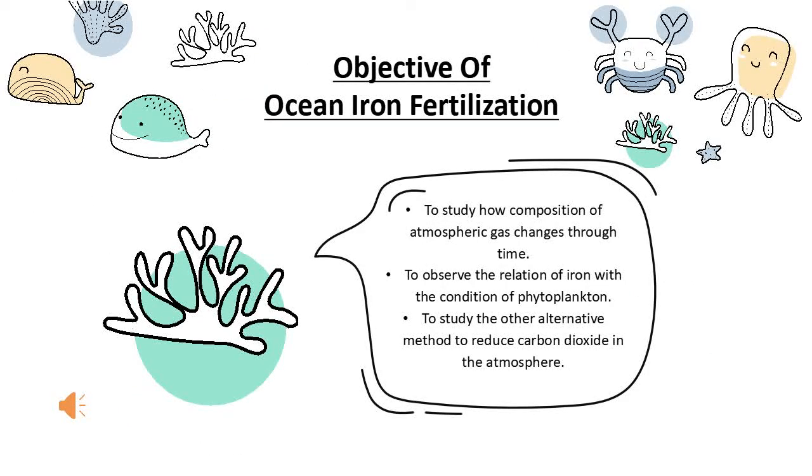The objectives of ocean iron fertilization are to study how the composition of atmospheric gas changes through time, to observe the relation of iron with the condition of phytoplankton, and to study other alternative methods to reduce carbon dioxide in the atmosphere.